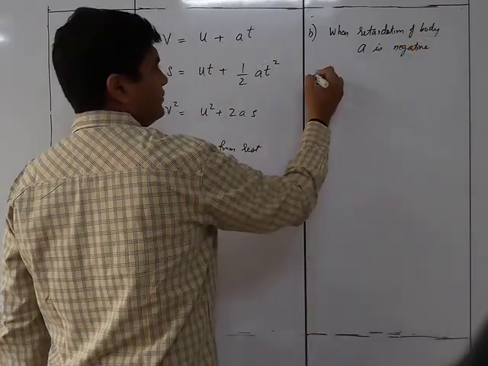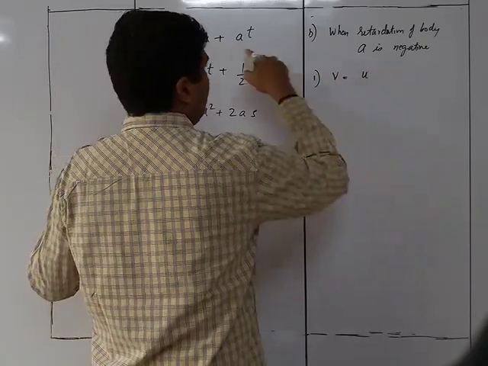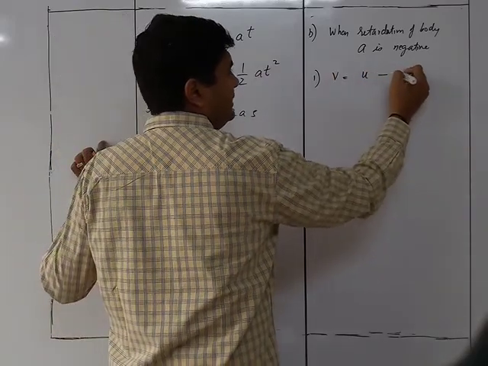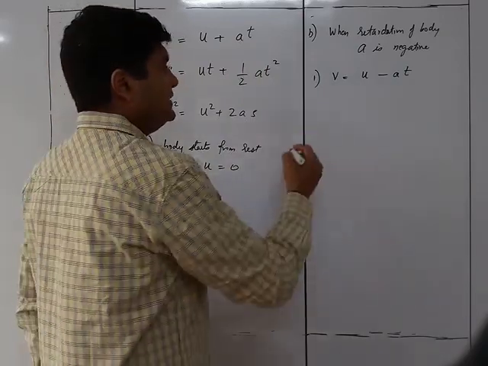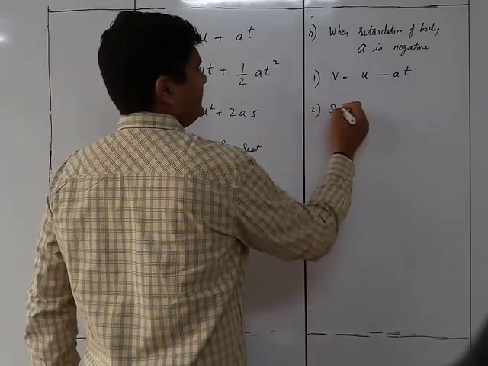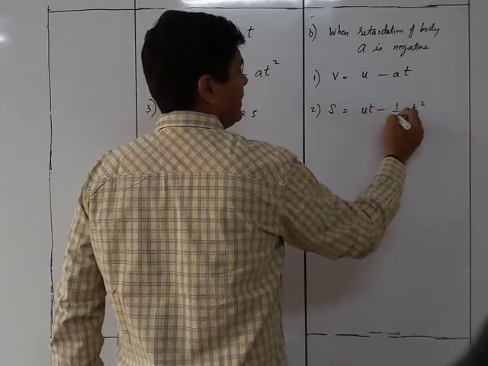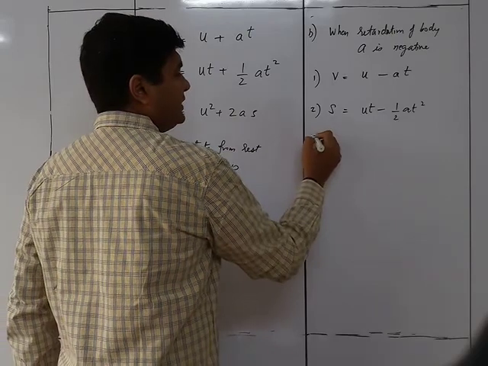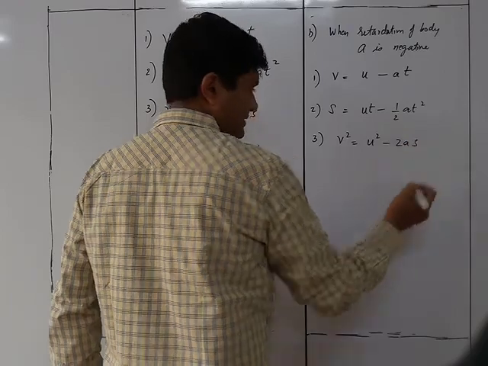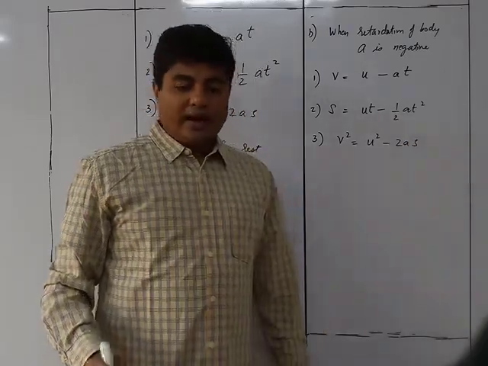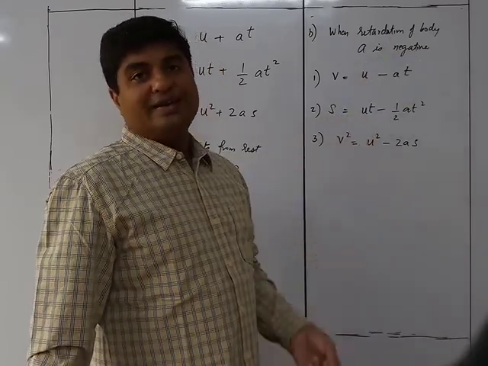In this case, what will happen? The first equation will be v is equal to u minus at, because a is negative. The second will be s is equal to ut minus half at square. And the third one is v square is equal to u square minus 2as. That is the special condition for any body which is retarding.